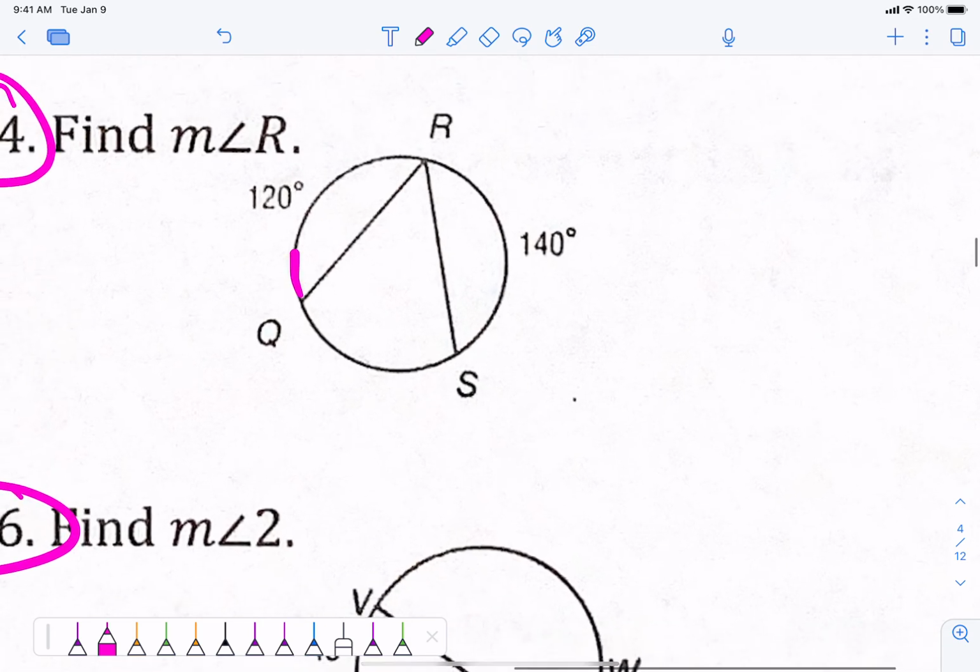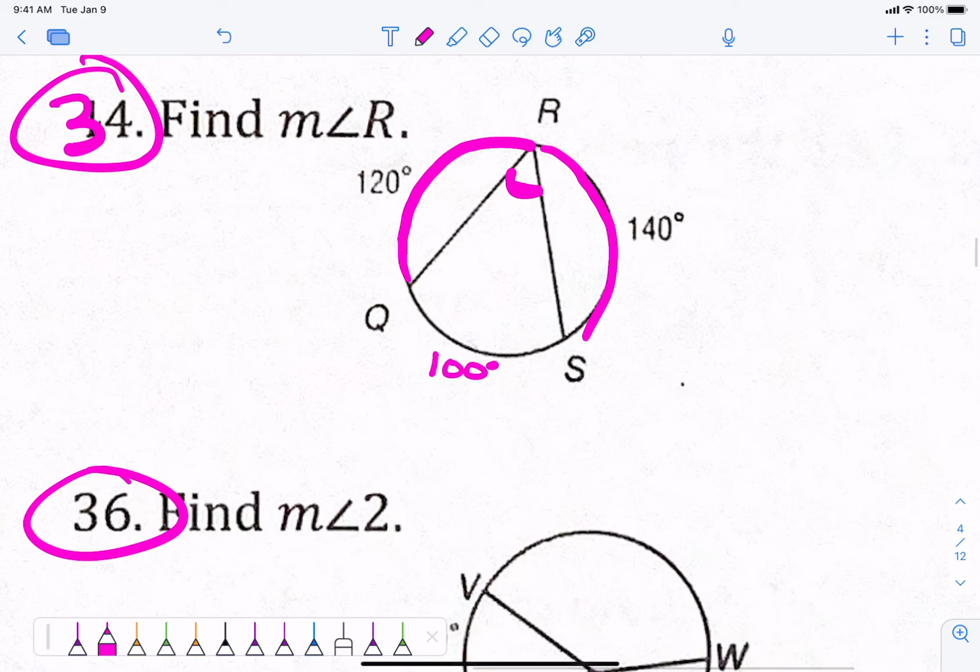Look at 34. Add divide by 2. This is 120. This is 140. We're trying to find the measure of this angle right here. 120 plus 140 is 260. Divide by 2. So this one is 130 degrees. So what's the measure of angle R? 50. Angle R equals 50.